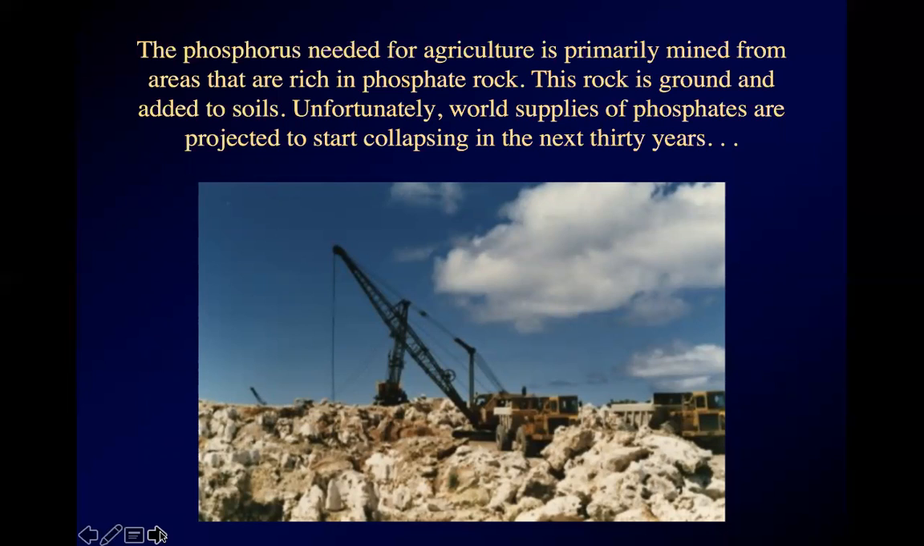The phosphorus that you need for agriculture is mined from areas that are rich in phosphate-based rock. And this rock can be ground up and added to soils. Unfortunately, you can make this about number 173 on the list of things you have to worry about. World supplies of phosphates are going to start declining sometime in the next 30 years. So how long we can keep up the type of fertilizer intensive agriculture that we do, I'm not entirely sure.